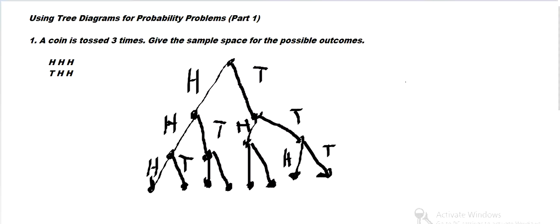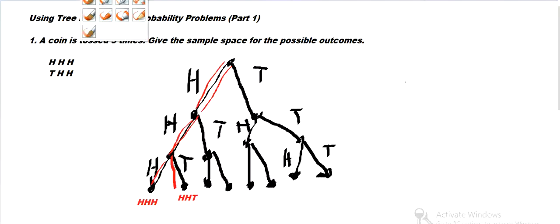Then we can read off by just going down the chart. For example, if we get heads, then heads, then heads, that's one way: heads, heads, heads. Or we can do heads at the start, then heads, then tails: heads, heads, tails, and so on. The next one would be heads, tails, heads, and so on.